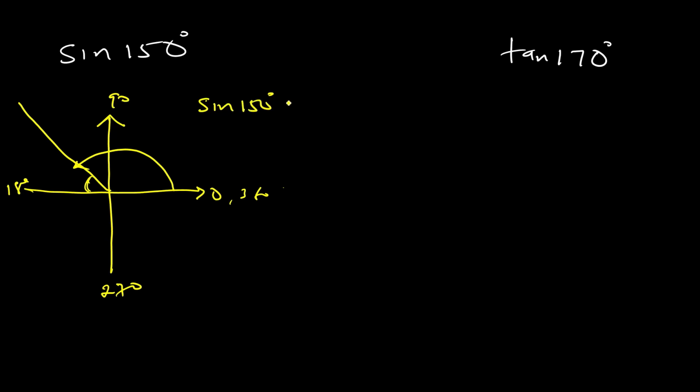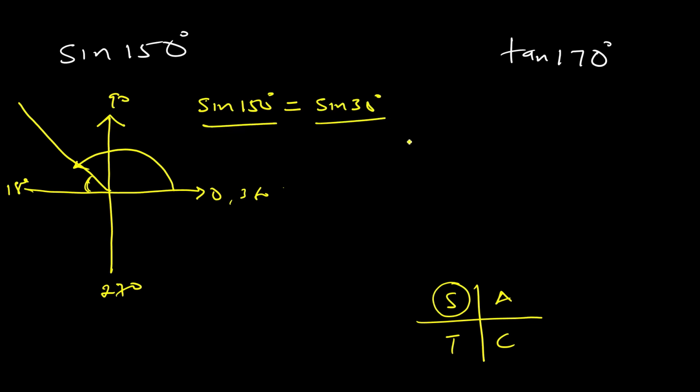So sine 150 is the same as, let's look at the quadrant. Let's draw the CAST here. Only sine is positive here, therefore we have sine 30. You can verify this: sine 30 is the same as sine 150. So the direction is positive.